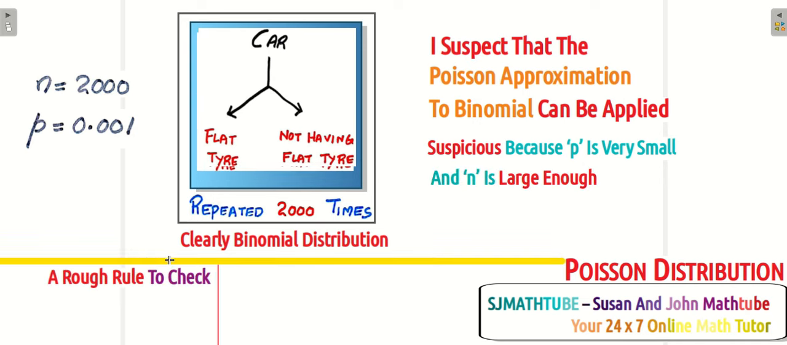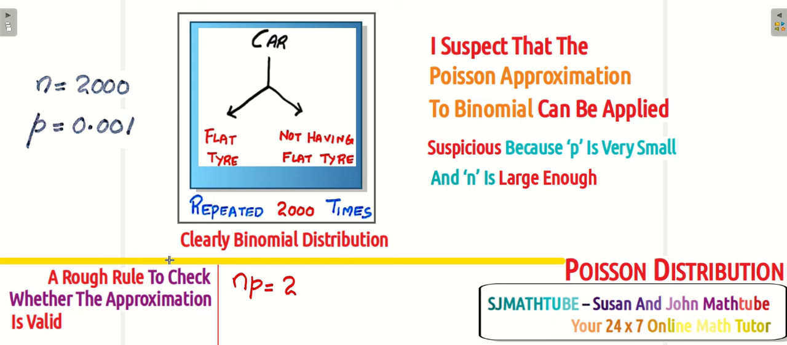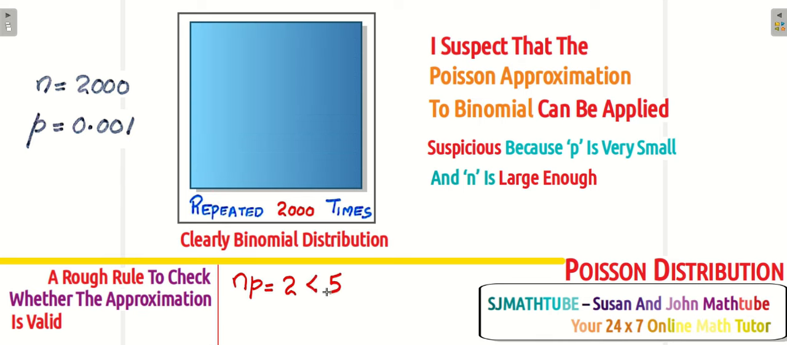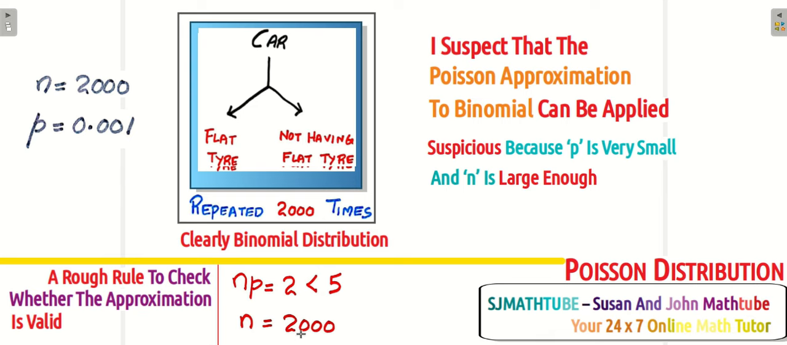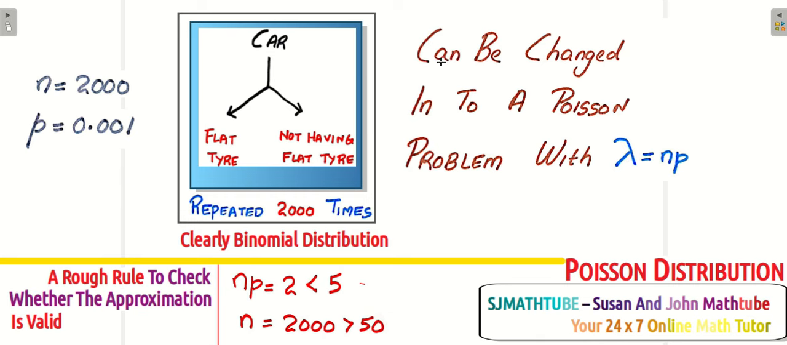And let's check. I'll give you a rough rule to check. It doesn't work everywhere, but this is one of the best rough rules. So the first thing you have to find is n into p. You multiply n and p and check whether it is less than 5 or not. Of course, it's less than 5. Now what you do is you check whether n is greater than 50 or not. Yeah, both the conditions are satisfied. Some books don't go for the second condition, they go for only the first condition. The first condition is said to be a strong condition. Anyway, this means our binomial problem can be changed into Poisson.